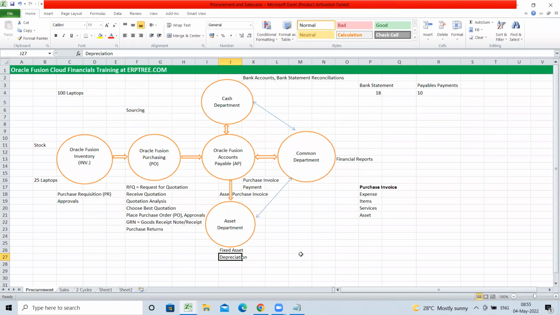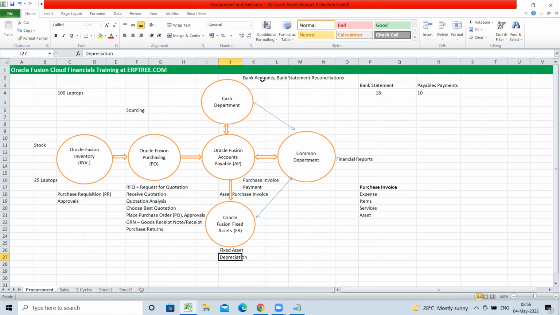To perform all those activities, or else for now you can take a simple point: to maintain the fixed assets and to calculate the depreciation, we have an application from Oracle that we call Oracle Fusion Fixed Assets, short name FA. By using Oracle Fusion Fixed Assets, you can create the assets and you can calculate the depreciation. What is the cash department doing?